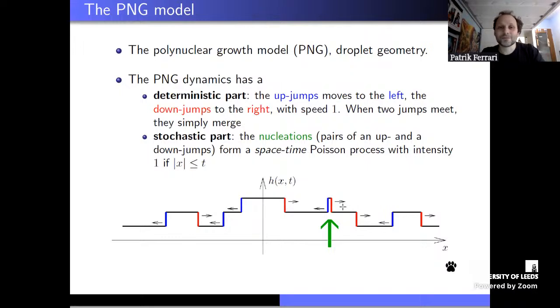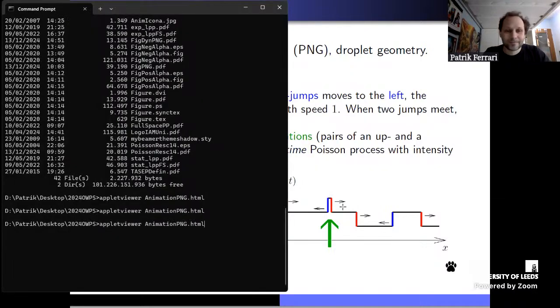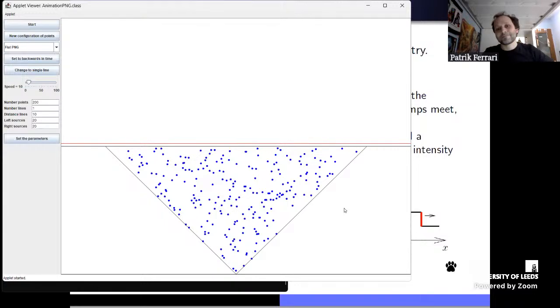And I want to show you how it looks. So this is a simulation. Here you see not exactly a Poisson process, but I fixed the number of points to 200, for example, but it's very similar to a Poisson process. So you have 200 uniformly distributed points. And this red line is the height function. And when I let it run, you will see what is going to happen.